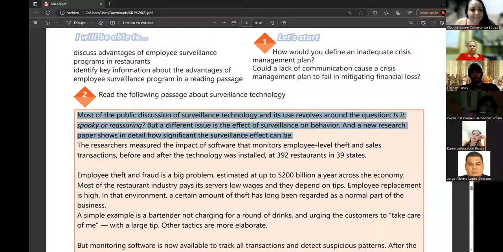Okay, most of the public discussion of surveillance technology and its use revolved around the question: is it spooky or reassuring? But a different issue is the effect of surveillance on behavior. A new research paper shows in detail how significant the surveillance effect can be. Excellent. All right. Mr. Herbert Funes, please.